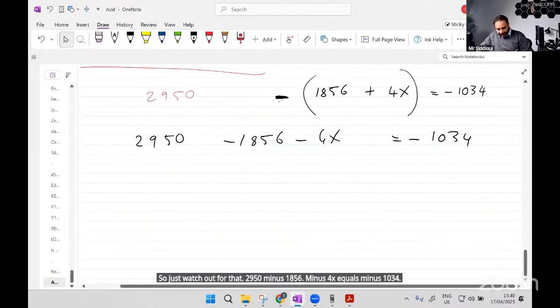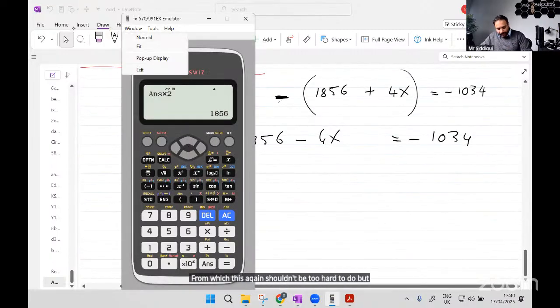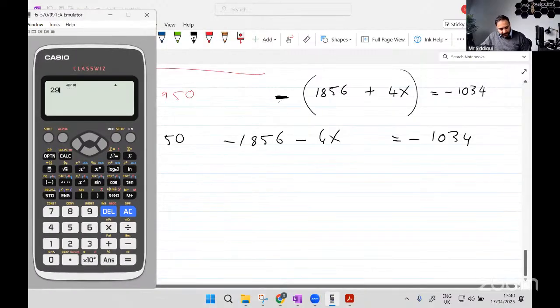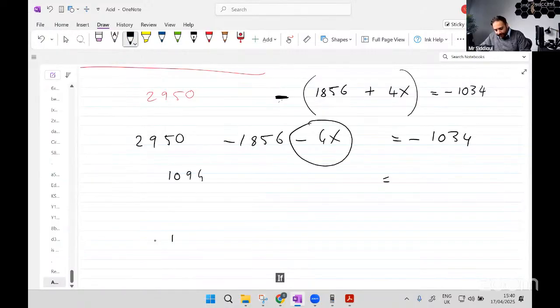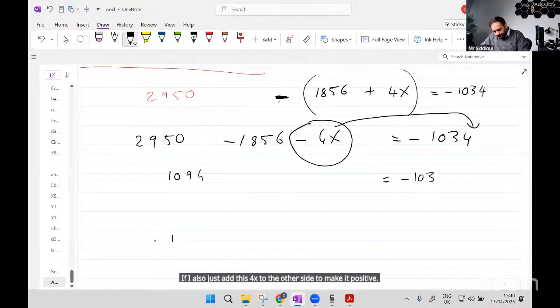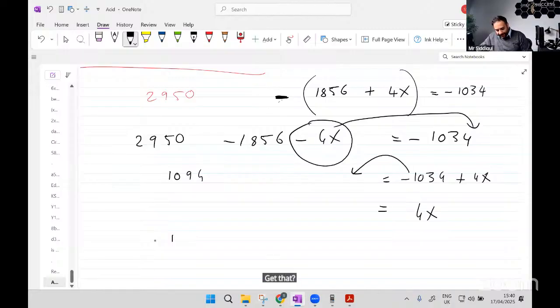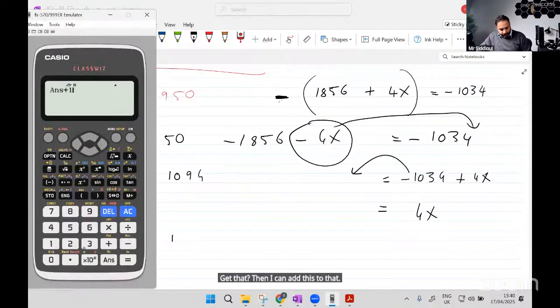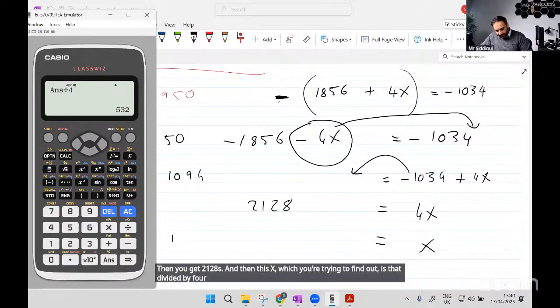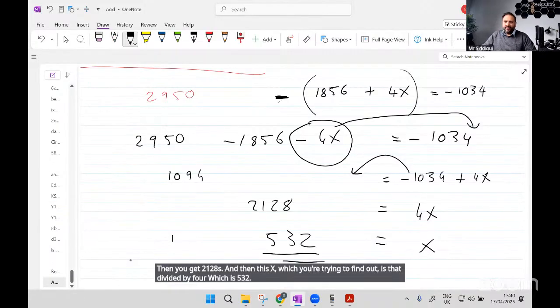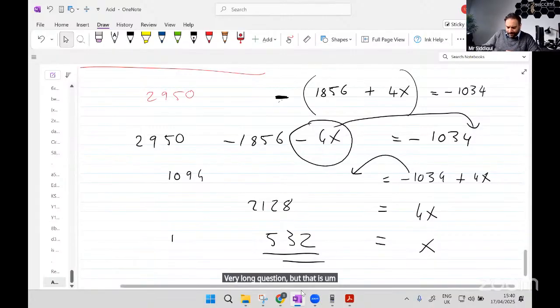From which, this, again, shouldn't be too hard to do, but if I work out 2950 minus 1856, I get 1094. If I also just add this 4x to the other side to make it positive, get that. Then I can add this to that. And you get 2128. And then this x, which you're trying to find out, is that divided by 4, which is 532. Very long question, but that is how you go about doing this.